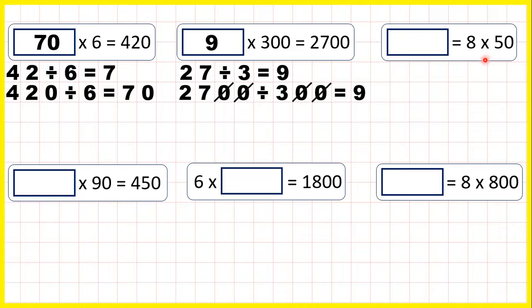of our question. But it doesn't matter whether the equal sign is at the start or at the end, we do the same thing. 8 times 5 is 40, so 8 times 50 is 400, because if there's one end zero in the question, after 8 times 5 is 40, there will be one end zero in the answer. Now something times 90 equals 450.